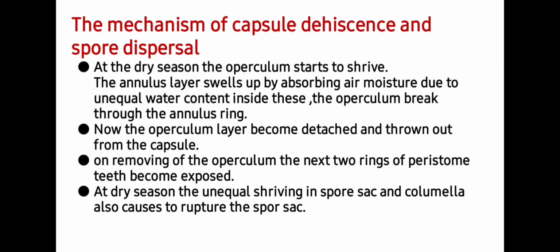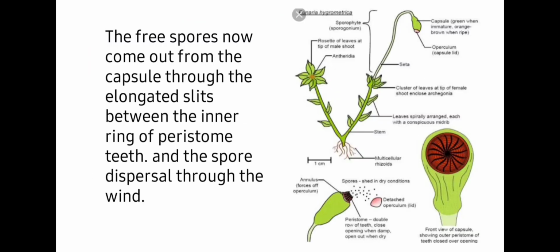Next is the mechanism of capsule descent and spore dispersal. In the dry season, the operculum starts to shrivel. The annulus, which is a thin layer that helps in removal of the operculum, swells up by absorbing air moisture due to unequal water content inside. The operculum breaks through the annulus ring. Now the operculum becomes detached and is thrown out from the capsule. On removal of the operculum, the next two rings of the peristome teeth become exposed. In the dry season, the unequal shriveling in the spore sac and columella also causes the spore sac to rupture.